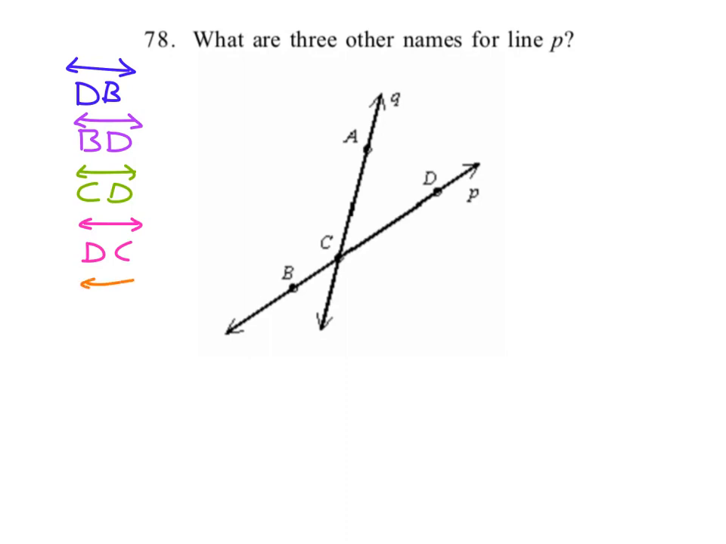BC, we could say line BC, and we could say line CB, reversing those orders. We could take any 2 points on the line and we can name that line by using those 2 points in any order. Okay, that's it.